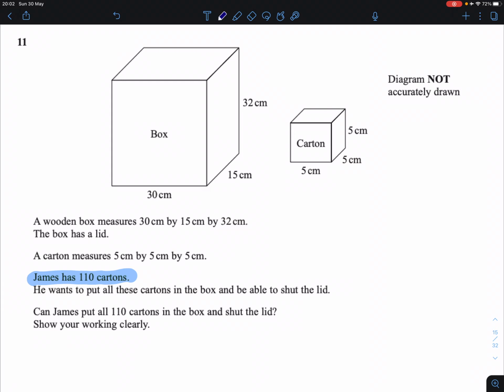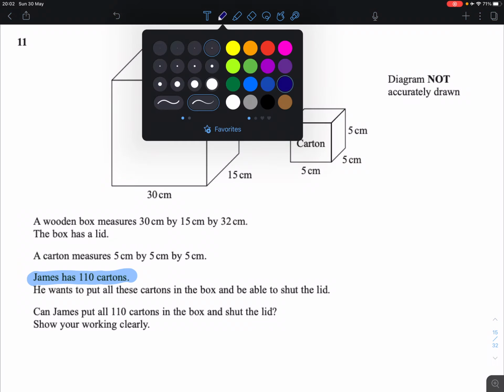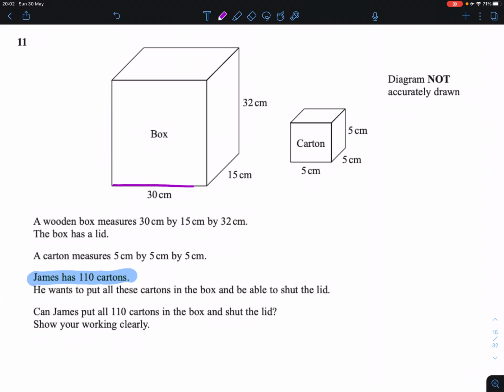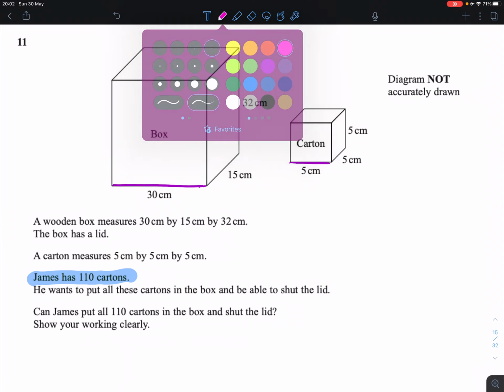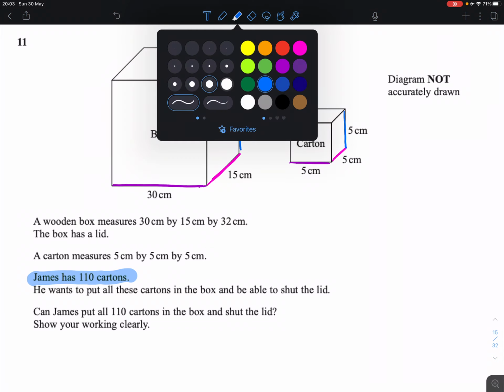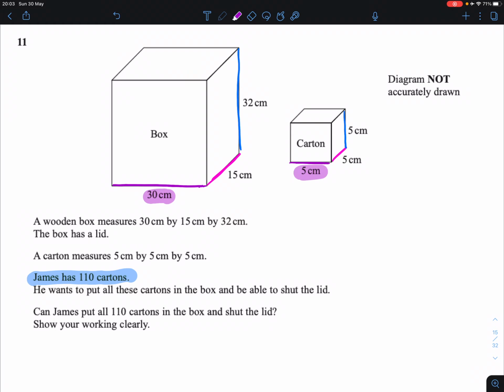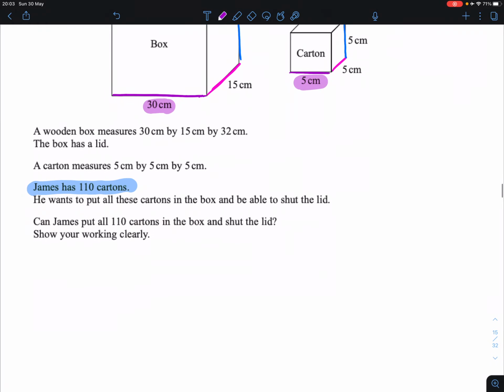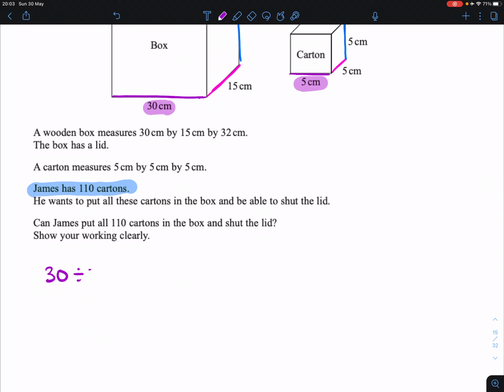So what we need to do here is see how many of these cartons can fit in every direction. So we need to see how many can fit along the width, like I've highlighted there in purple, how many can fit along the length, as I highlighted there in pink, and how many can fit in terms of the height. So if we compare the widths first of all, we have this 30 and this 5. We can see how many can fit that way by doing 30 divided by 5. So we can fit 6 cartons in terms of the width.